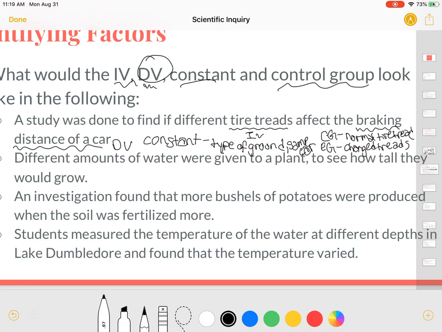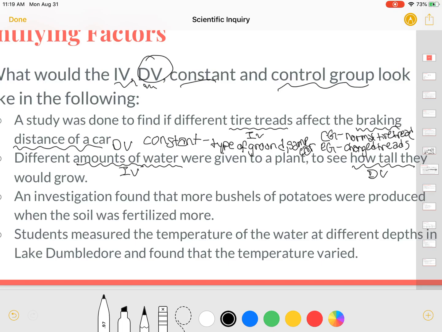To move on to a different one: different amounts of water were given to a plant to see how tall they would grow. What we're looking for is how tall they would grow based off of the amount of water that was given. Again, we look for the independent variable, and we are in charge of the amount of water, so that's going to be our independent variable. Then what is changing because of the amount of water? What are we actually getting our results for? It's how tall they would grow, so how tall is going to be our dependent variable.